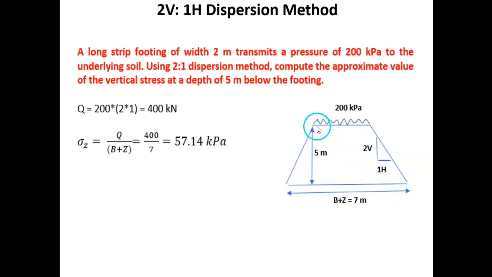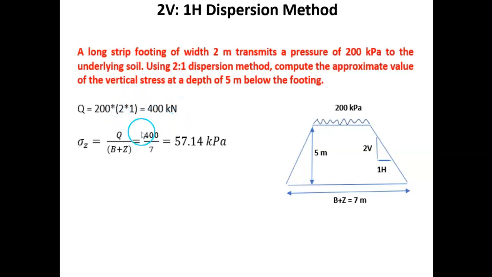So total load is, this is the intensity of load multiplied by the area of the footing, which will give you the total load or equivalent point load. So which is equal to 200 into 2 into 1. Area of the footing we are taking unit thickness. On the other dimension we are taking per meter. So we will be getting the point load as 400 kilonewton.